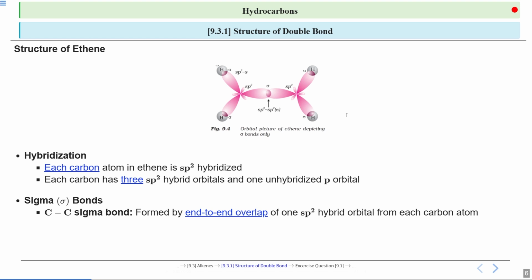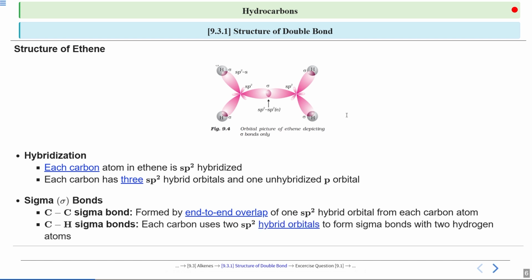So this overlap creates a strong bond that is the backbone of the ethene molecule. And each carbon atom also forms one C-H sigma bond using its remaining sp2 hybrid orbital. So these bonds are formed with hydrogen atoms, completing the structure of ethene. So just look at the diagram. All of these things are available there.